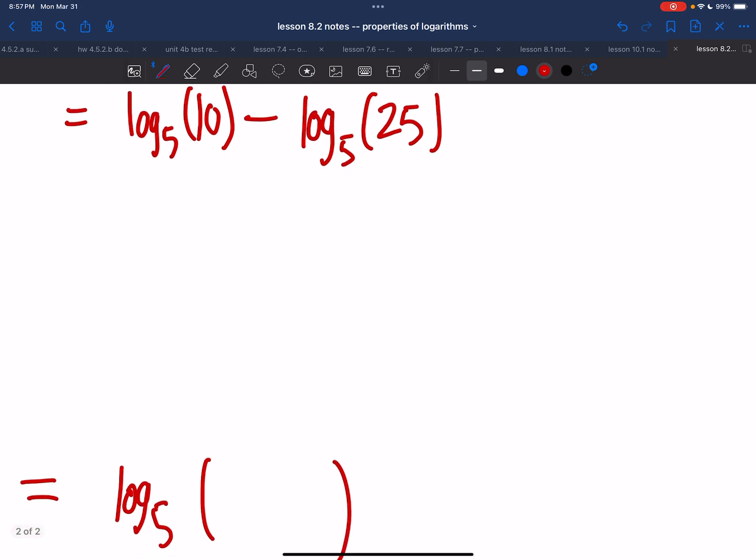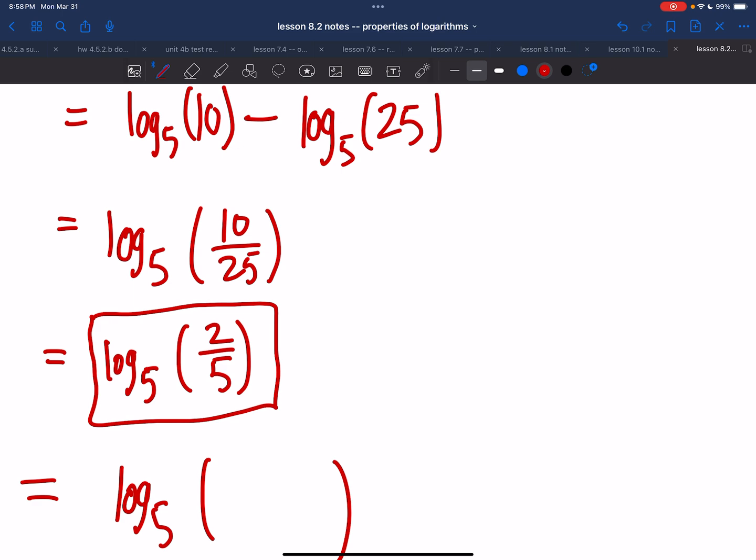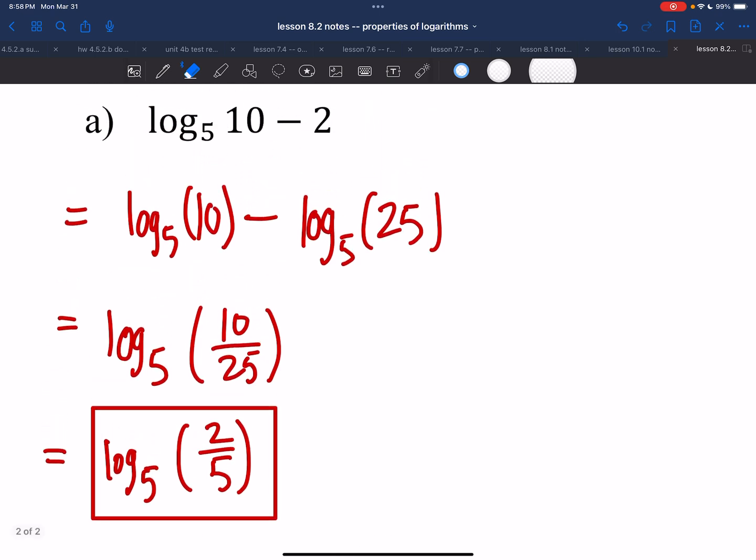So quotient rule would say that this is log base 5 of 10 over 25. And of course, 10 over 25, that's a nice fraction that's going to simplify as 2/5. And thus, we achieve our result. We achieve our answer, that which we wanted.